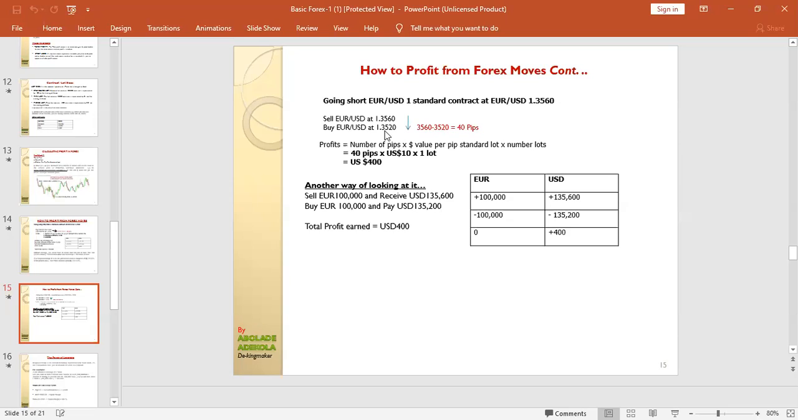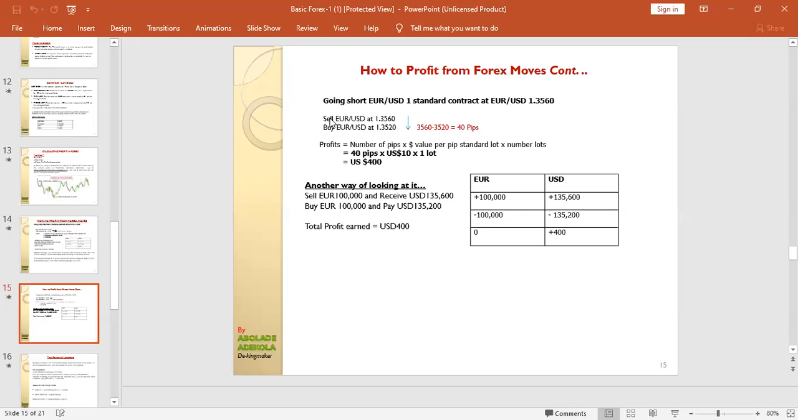Let's say, for example, you sold at this price, 3560, and you have your take profit at this price, 3520. The moment price comes to this place where you have your take profit, it will close automatically. And that means you have bought it back. You sold it, you buy it back.